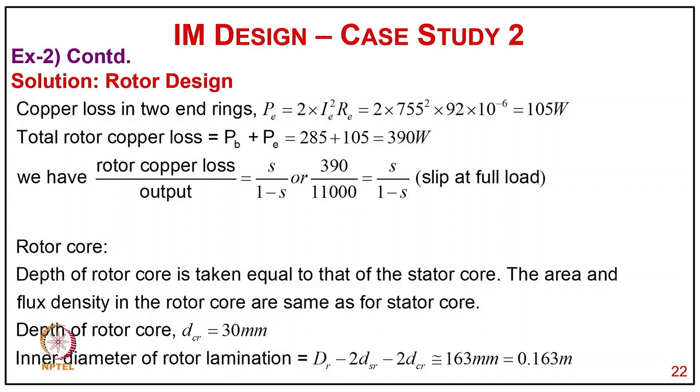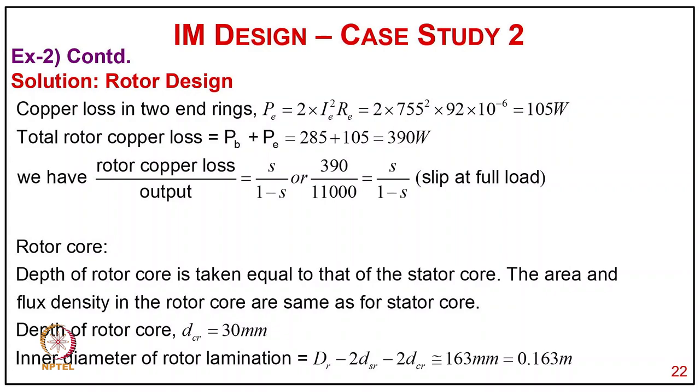And we have here rotor winding loss divided by output, S upon 1 minus S, giving the value. From here, S upon 1 minus S, typically we can find out the full load slip from this relation. So the depth of the rotor core is taken equal to that of the stator core, and the flux density in the rotor core is the same as in the stator core.